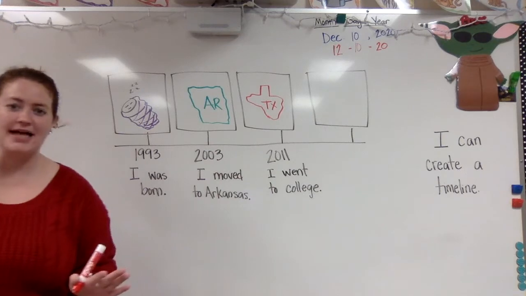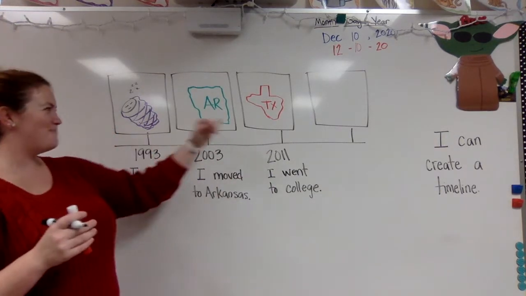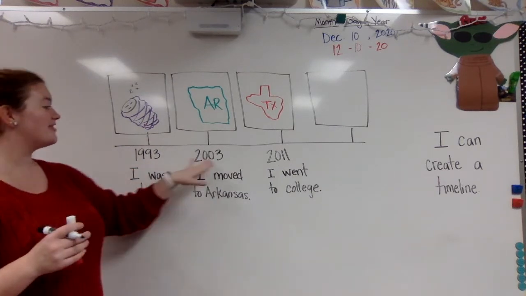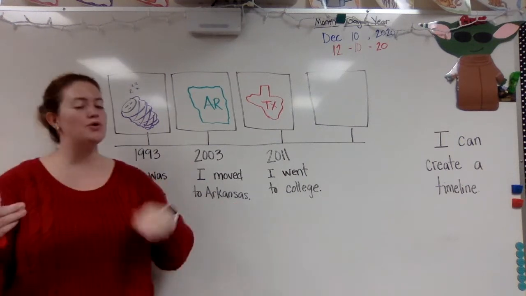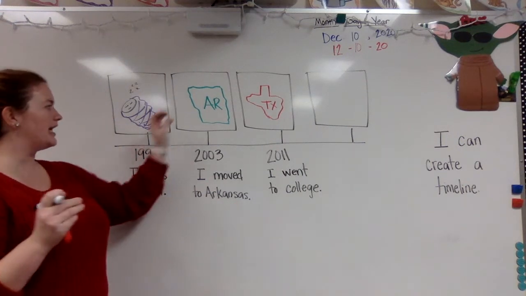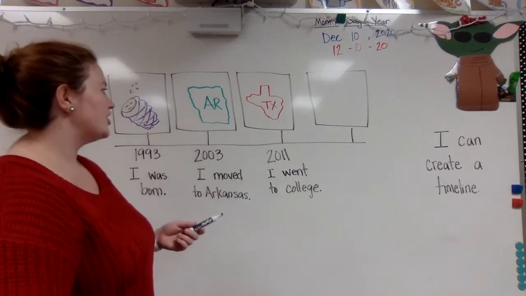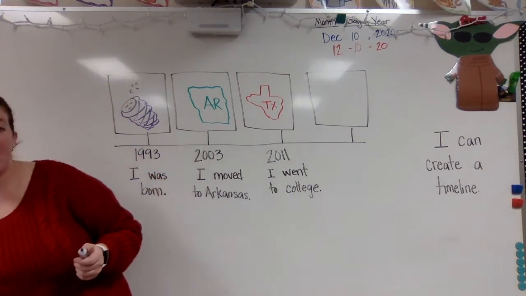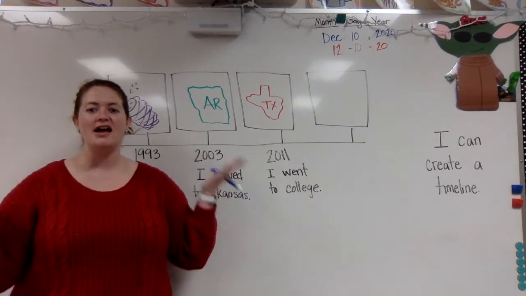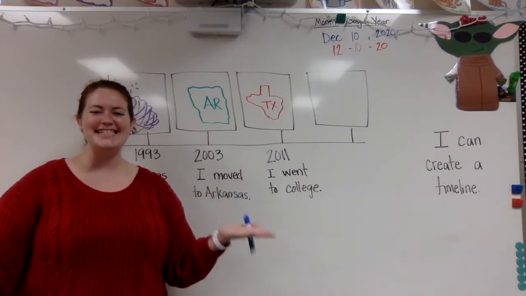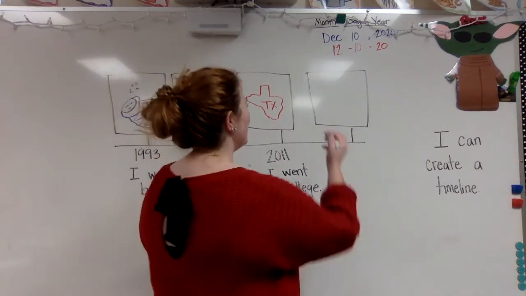Okay, let me check my timeline so far. Do I have important events? Yeah, I have pictures to show them. I have the times or the dates when they happened, and I have a few quick little words explaining what each thing on my timeline is. Now, there's one more important event that I'm going to put on my timeline. And I'm going to say, I became a teacher. So I'm going to draw me as a teacher.